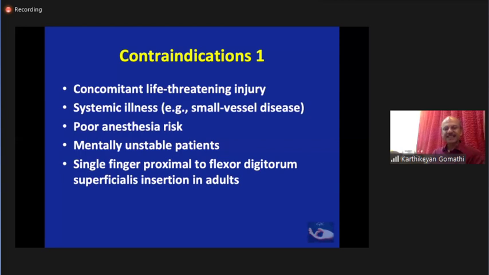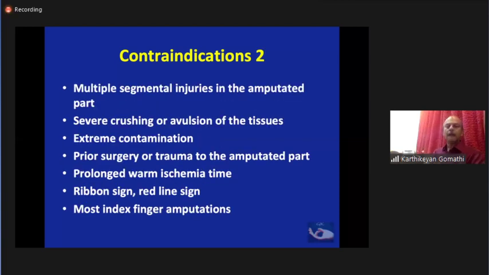And as I said, a single finger amputation proximal to the flexor digitorum superficialis insertion in adults is a relative contraindication. If the patient insists, you can always do it, but we must explain the possible results. Multiple segmental injuries in the amputated part, severe crushing, avulsion, contamination, all these are relative contraindications. There is no such thing as an absolute contraindication except the threat to life. Prolonged warm ischemia time, ribbon sign, red line sign.